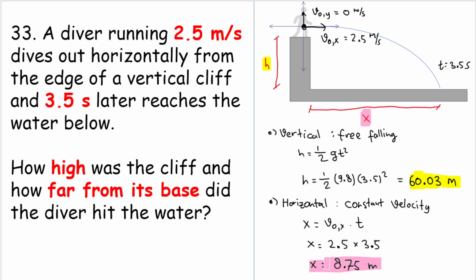And I think that's all. We get the answer here. So this is h and this is x. Hopefully I did not make any mistakes during my calculation.